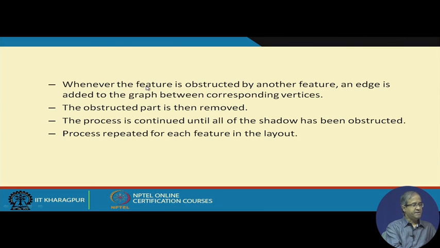So, whenever the feature is obstructed by another feature, we add an edge. This is the idea, and the obstructed part is removed. This process is continued until all of the shadows have been obstructed, and is repeated for every block or feature in the layout. So, I am illustrating with a small example.